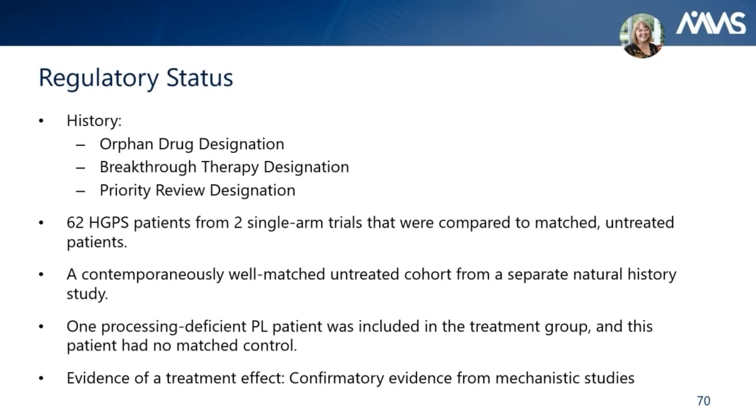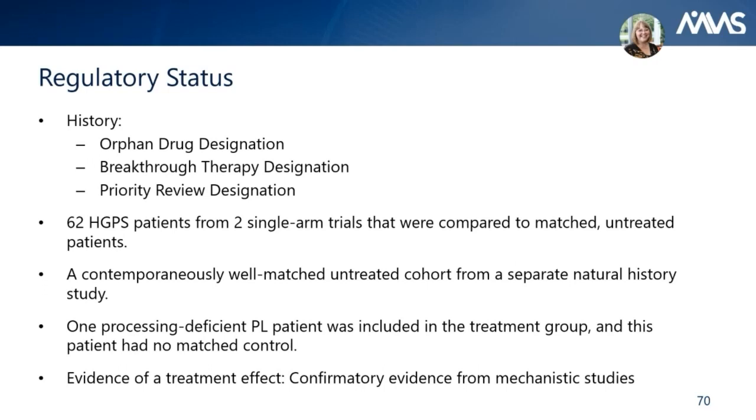Similarly, they used mechanistic studies to bridge the data from the less rare Hutchinson-Gilford progeria to the more rare processing deficient progeroid laminopathies. So as you'll see in a minute, I can't separate these out for the next slide, but as you'll see in a minute, only one patient was included for this very, very rare disease application.